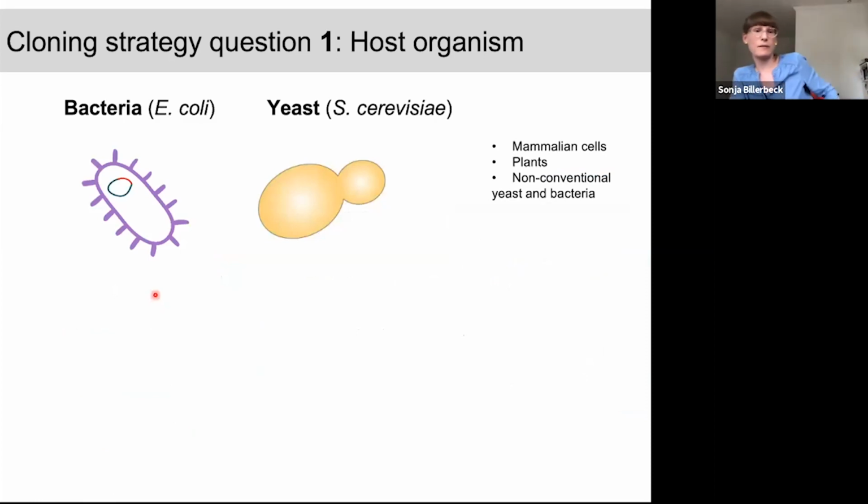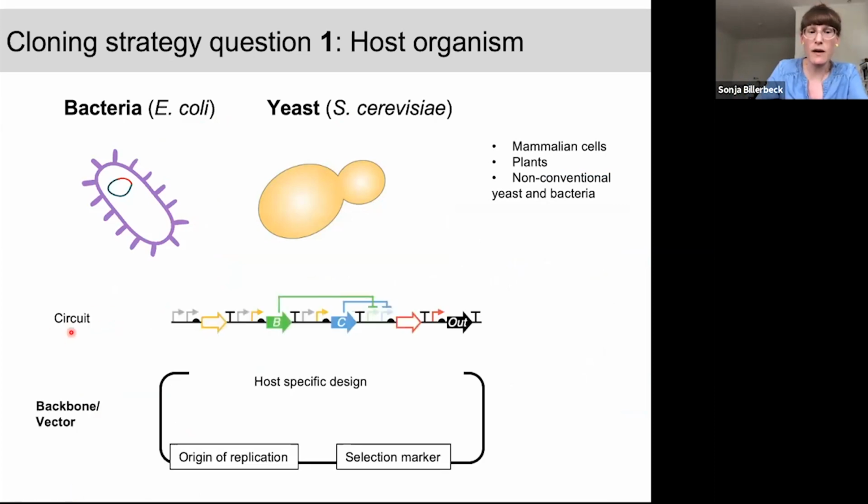And now really walking you through the different components I had talked about. So the first question is really what host organism you're going to work with. I'm going to focus on bacteria and yeast, but everything I say also applies to mammalian cells, plants, or non-conventional bacteria or yeast. But most iGEM teams usually work in E. coli or Saccharomyces cerevisiae. So what is important to consider here is really, one, your circuit, and the other one is your backbone, or as I said before, the interchangeable terminology for it, the vector.